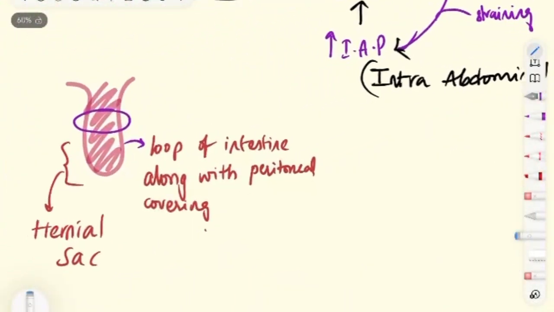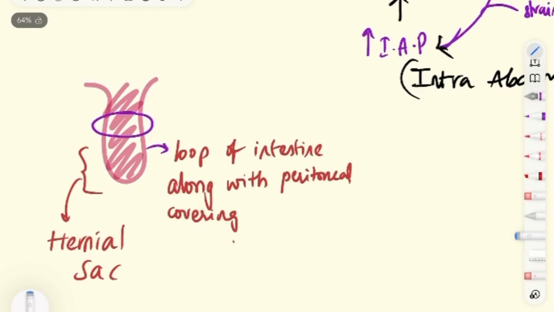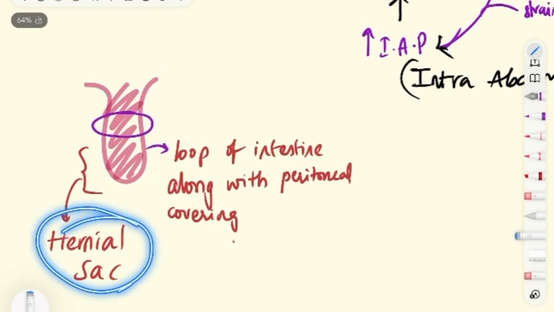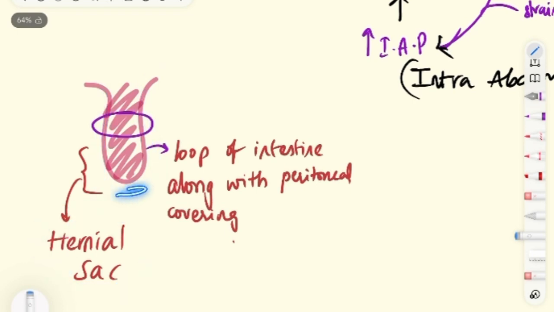Now, then we have this little part that you need to know. If this is the femoral ring, as the abdominal contents, it can be a loop of intestine or anything, distend through this femoral ring, they also bring along the peritoneal covering. So the loop of intestine along with the peritoneal covering that descends through the femoral ring forms the hernial sac. So this is the hernial sac.